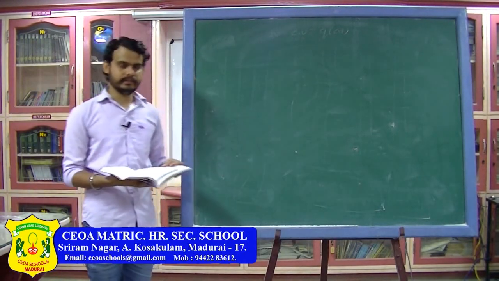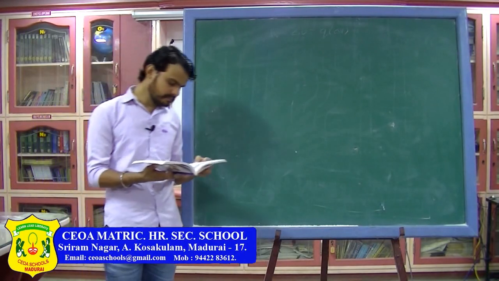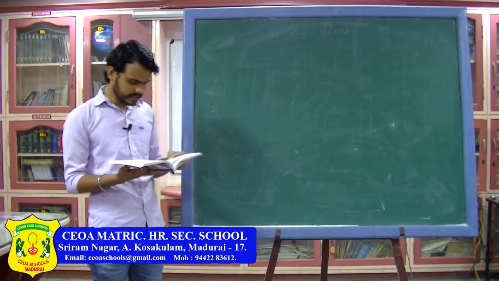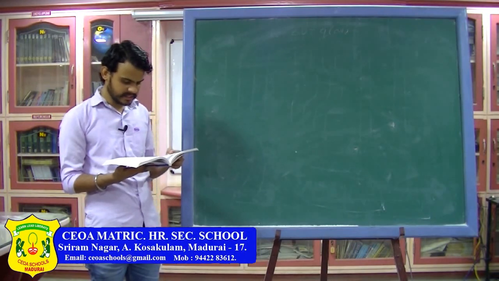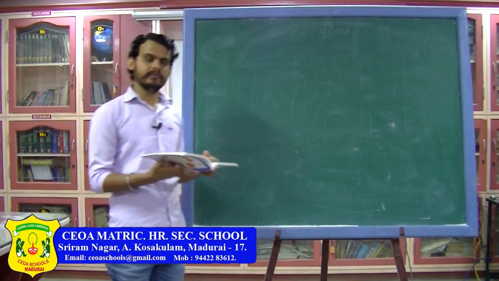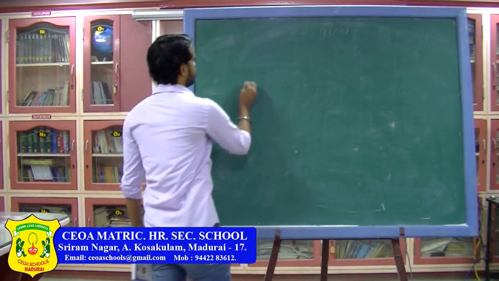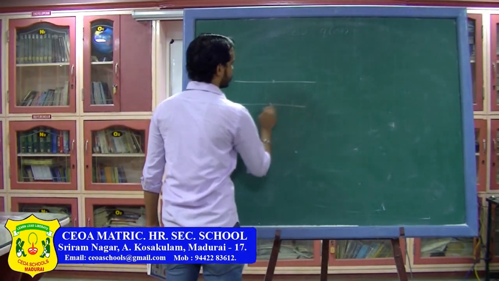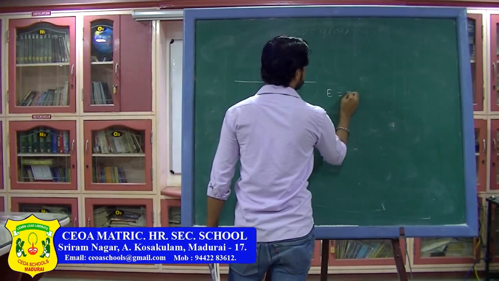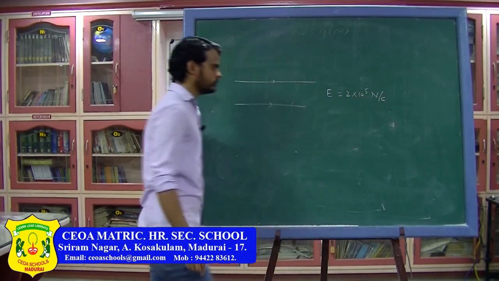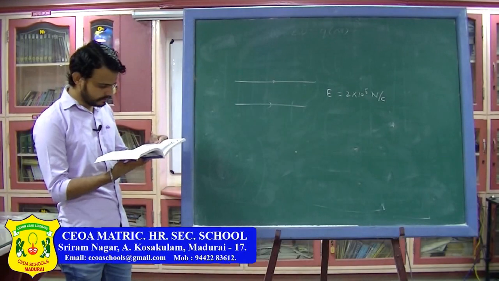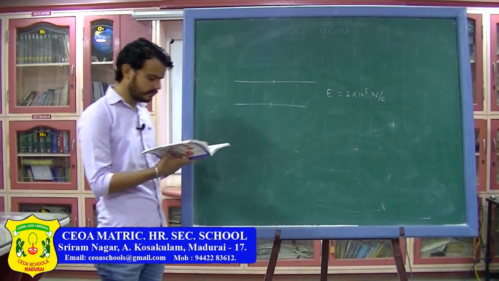Now, next question we are going to do from 2016. The question says that an electric dipole is placed at an angle of 30 degrees with the electric field of intensity 2 into 10 to power 5 Newton per Coulomb. So, there is an electric field, the magnitude of the electric field is 2 into 10 to power 5 Newton per Coulomb. Then there is a dipole which is placed at an angle of 30 degrees.